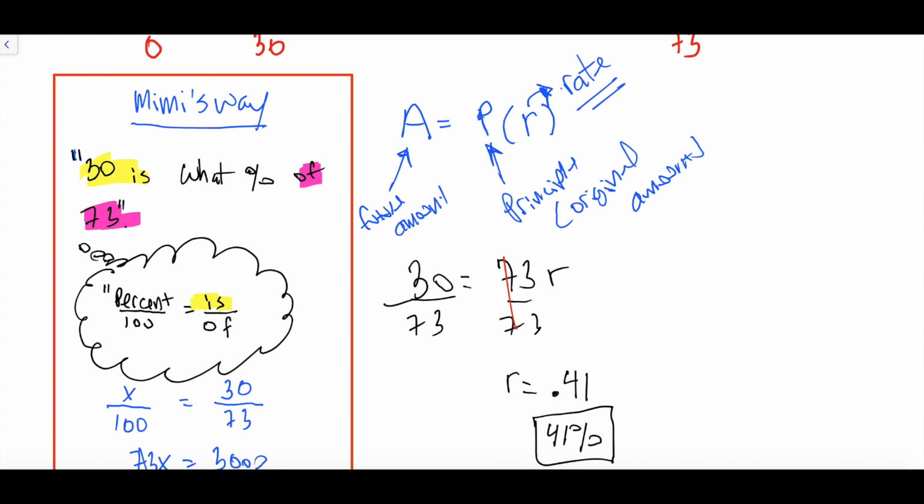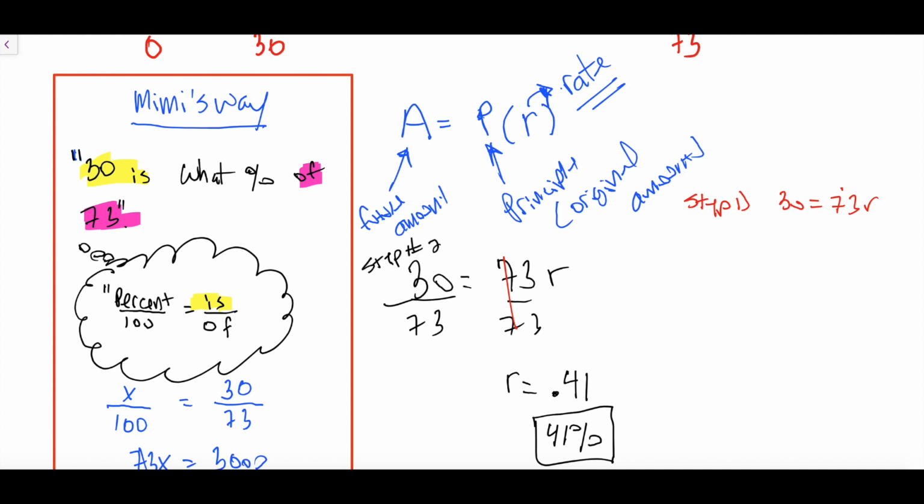But then would I multiply 30 and 73? No. So step 1 is 30 equals 73R. Future amount is new amount times interest rate, or percentage rate, whatever. And then you divide after that. So then step 2 is right here.